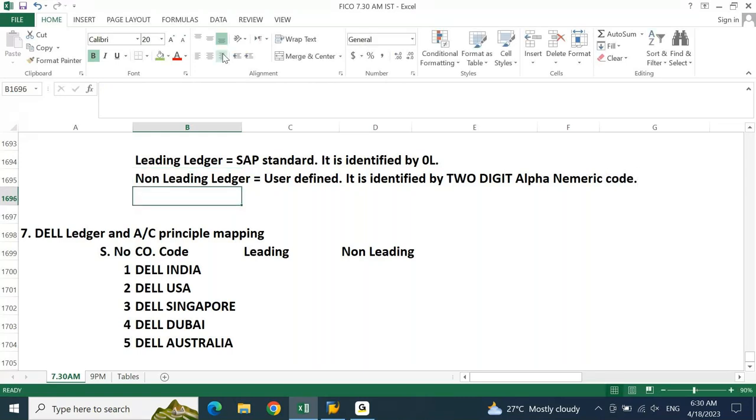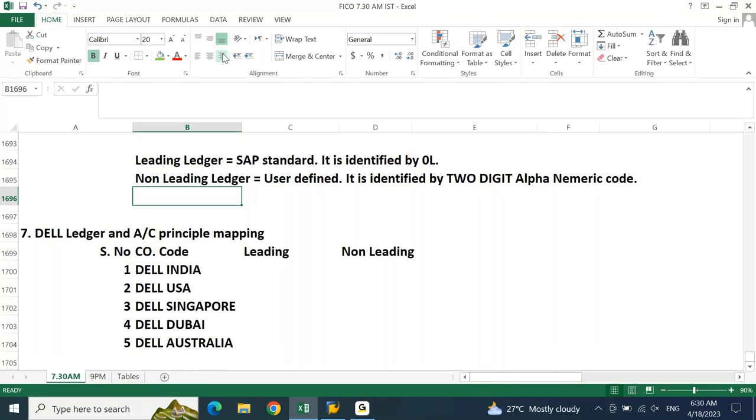This is user defined. It is identified by a two digit alphanumeric code. Okay, leading ledger is SAP standard. It is always identified by 0L. When it comes to non-leading ledger, this is user defined, which means you can create any non-leading ledger of your choice, but you have to create a non-leading ledger with two digit alphanumeric code. Clear? Which two digit alphanumeric code you are going to use is your choice.